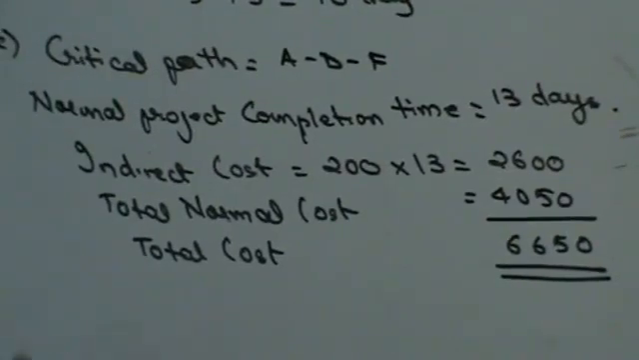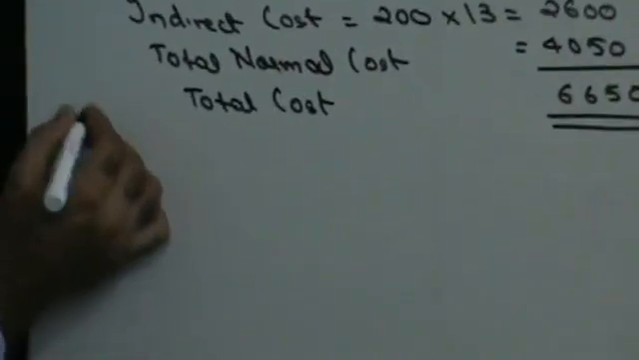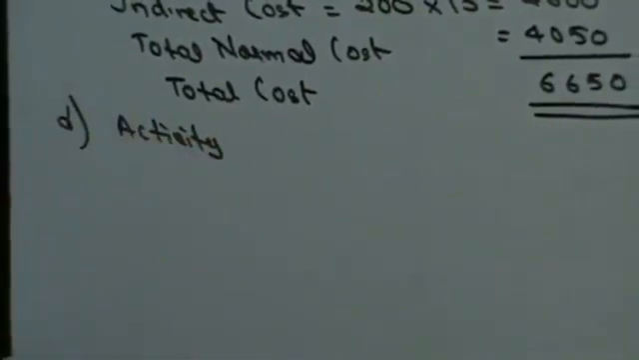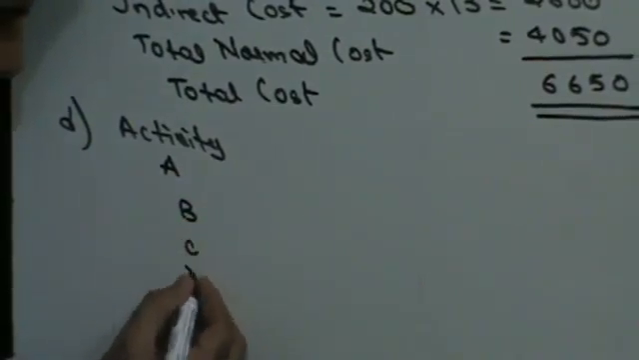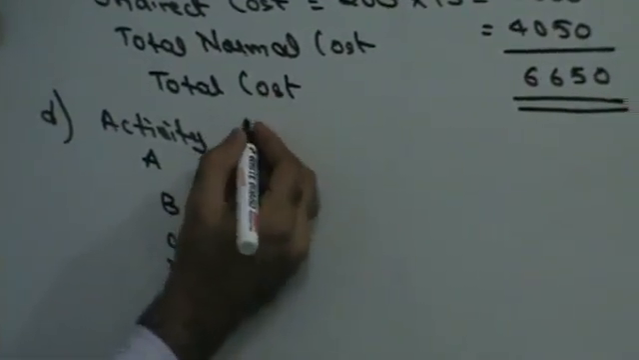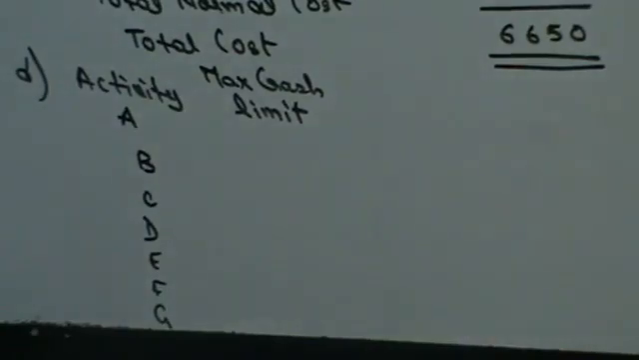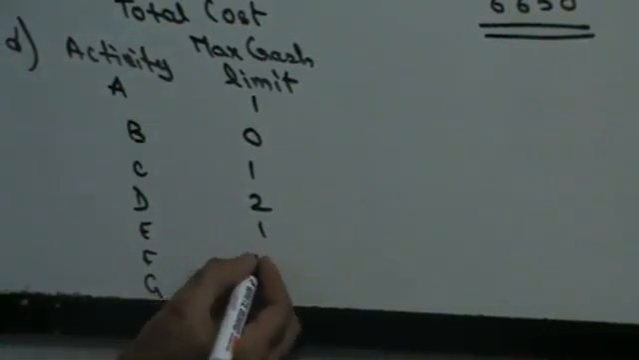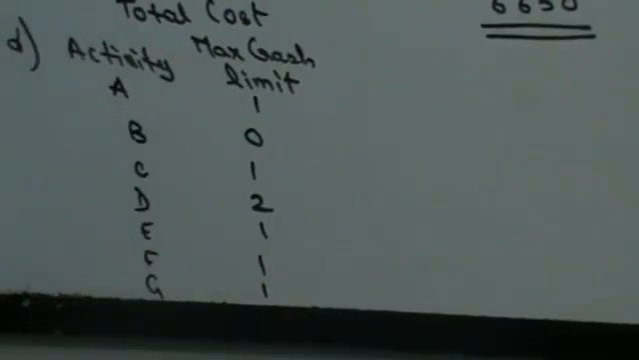Right? Now, next thing I need to do is make the cost slope, for which I need to write the activities. Your activities are from A to G. Right? Maximum crashable limit. How do I get maximum crash limit? Maximum crash limit is normal time minus crash time. 4 minus 3 is 1, 2 minus 2 is 0, 5 minus 4 is 1, 7 minus 5 is 2, 7 minus 6 is 1, then you have 2 minus 1, 1, and 5 minus 4, 1. Fine, do we get this?